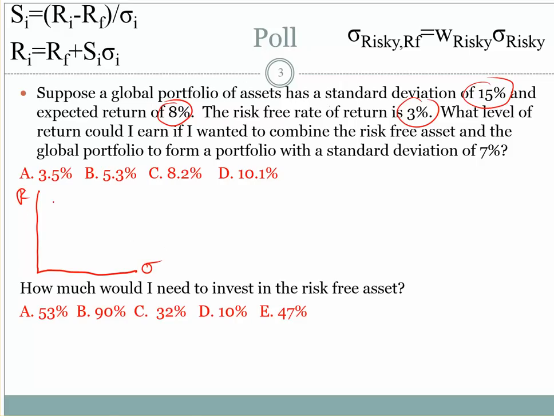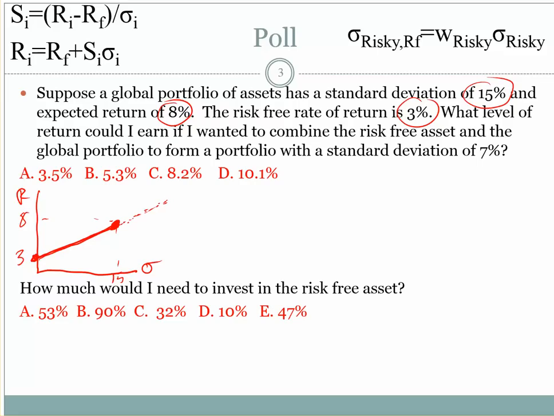This global portfolio has a standard deviation of 15% and a return of 8. So it would be a point on the line right here. The risk-free rate is 3%. So I can combine risk-free assets and the risky global portfolio, and I can achieve any point along this line. This line consists of combining risk-free assets and global portfolio. If I extend out in this line, that would be borrowing at the risk-free rate and leveraging the global portfolio.